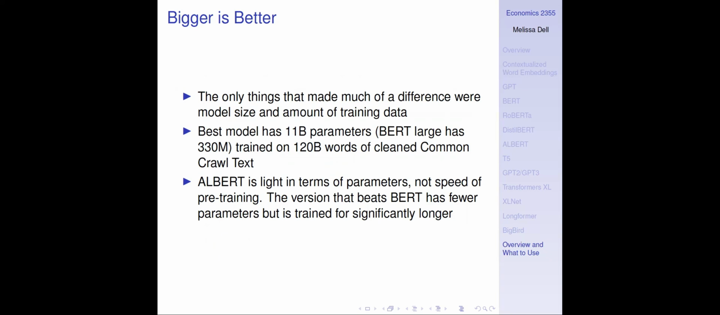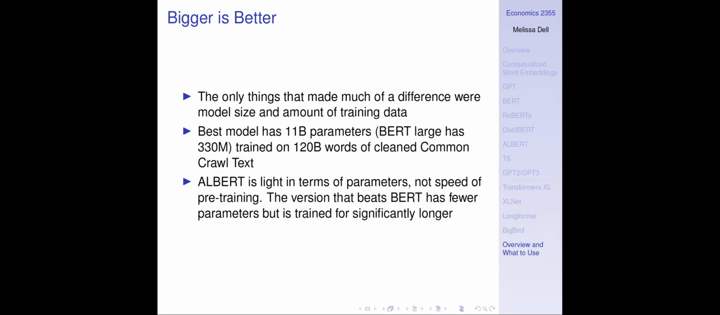And so the best model that the T5 paper studies is the 11 billion parameter one, that compares to BERT large, which has 330 million parameters. So it's way bigger. It's trained on 120 billion words of cleaned Common Crawl text.